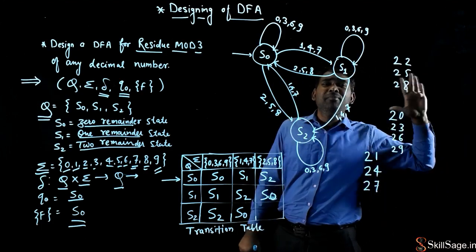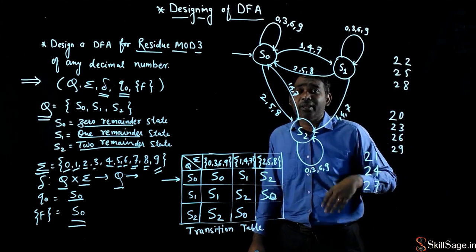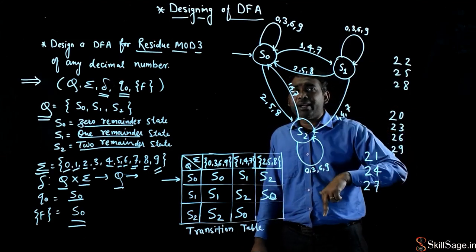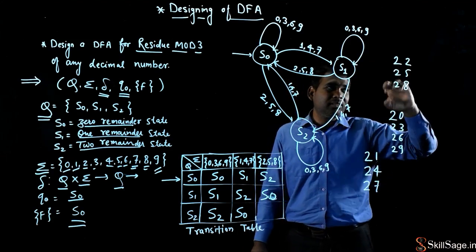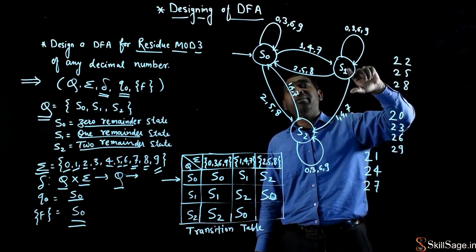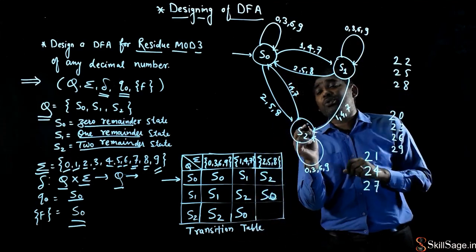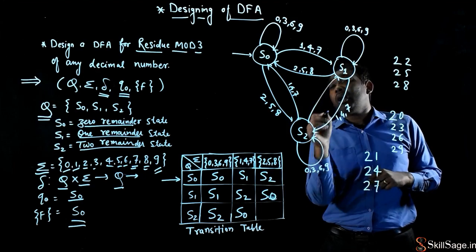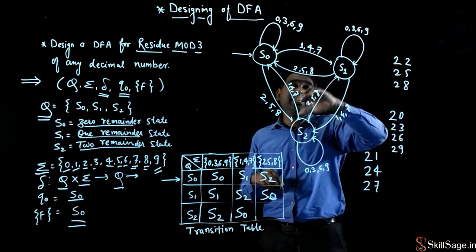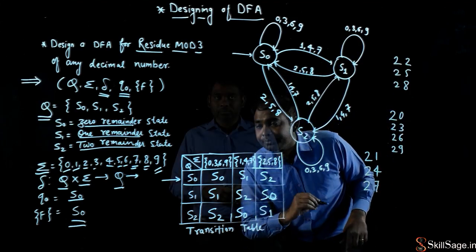If I divide any one of these numbers by 3, what will be my remainder? 22 divided by 3, remainder is 1. 25 divided by 3, remainder is 1. 28 divided by 3, remainder is 1. So for all 3 inputs, I am going to get the same remainder, that is 1. And remainder 1 is my S1 state. So from S2, if I take a transition on 2, 5 and 8, my next state is S1. So I'll put that entry here, S1.